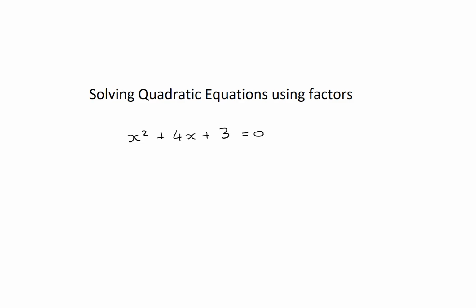A quadratic equation is an equation where our highest power is a 2. Now, by solving this quadratic equation here, what we're doing is finding the values of x that we can substitute into the left-hand side, and that will give us an answer of 0. So we're finding values of x to satisfy the equation.